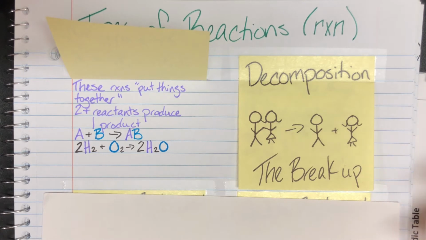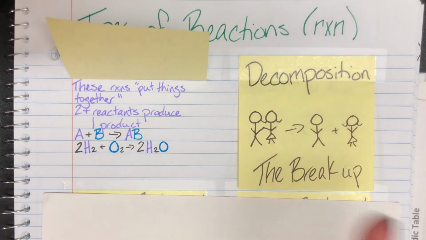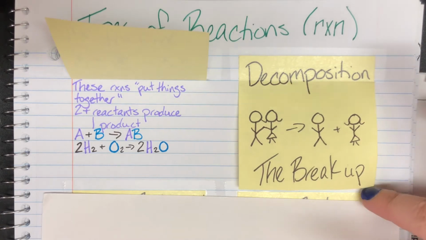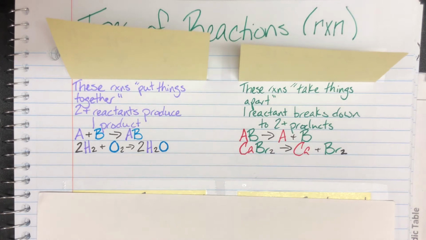Next, I have the opposite of synthesis, and that is going to be decomposition. Now, decomposition, as we can see here from our general relationship analogy, we have a couple and they are breaking up. They are going from being together to being apart. And so my analogy for the decomposition reaction is going to be the breakup. Whereas synthesis put things together, my decomposition reactions will be taking them apart. My single reactant will break down into two or more products.